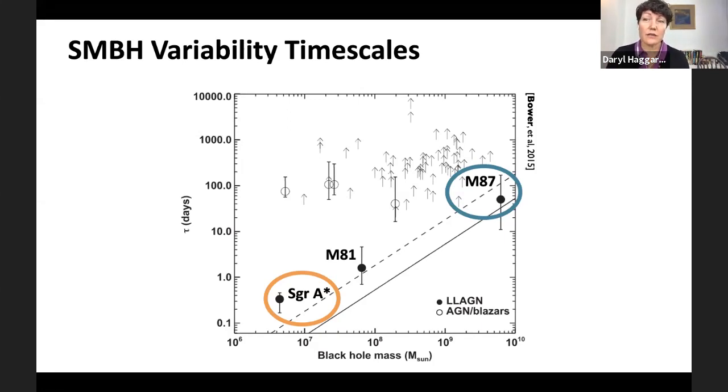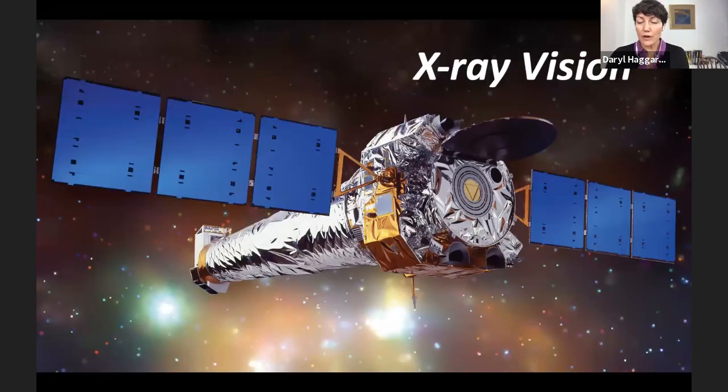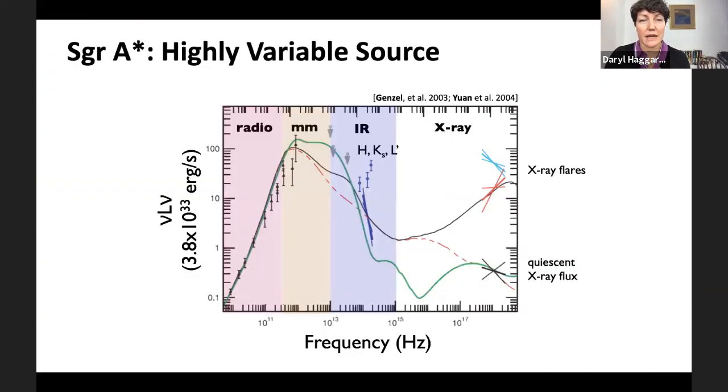So Sag A Star is convenient, not only because it's here in our galactic center, our local supermassive black hole, but also because those variability timescales are tractable for us to pursue on an observer's nightly or a Chandra observer's, day-ish or few day timescale. So I'm going to start off really highlighting the influence that the Chandra X-ray Observatory has had in this field.